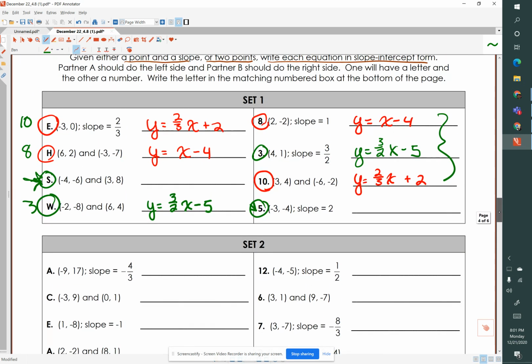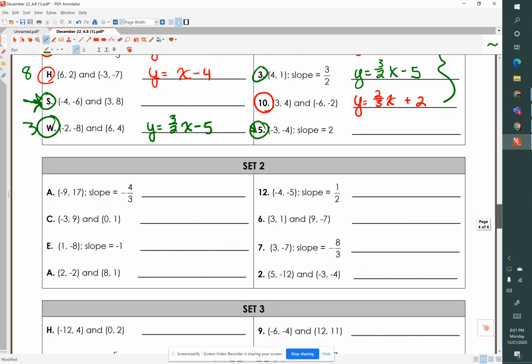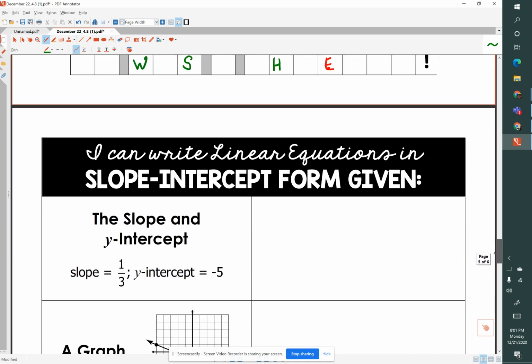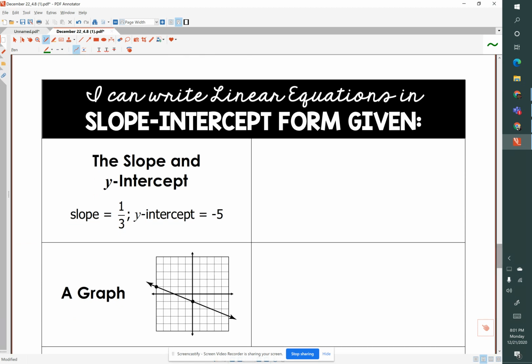So I'm going to let you work on the rest of these. I do want you to show your work. I'm going to move on to the graphic organizer. So it says I can write linear equations in slope-intercept form given. So if they give you the slope and the intercept, that's the easiest of all.